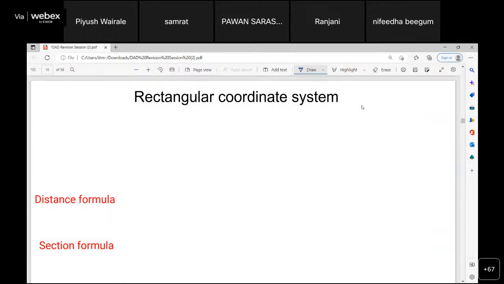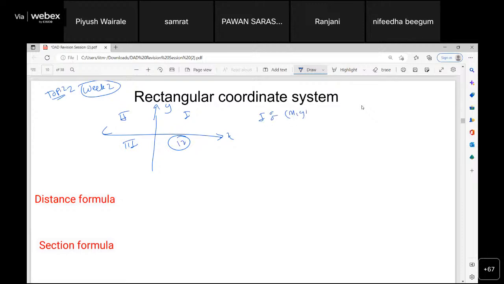Now this is the second topic, week 2, the rectangular coordinate system. So I will quickly go through it. This is the x-axis and this is the vertical y-axis. This is my first quadrant, second quadrant, third quadrant, and fourth quadrant, right? In the first quadrant, all x and y are positive, that is plus plus. In the second quadrant, it is minus plus. Then minus minus, and plus minus, right?